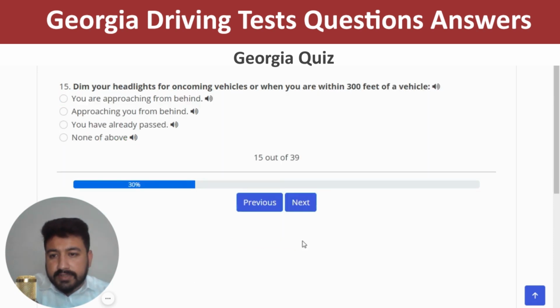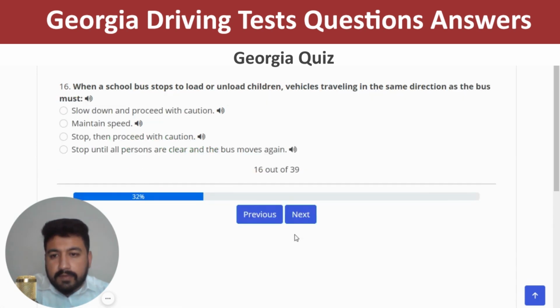So I'm going to click on the first option, correct, and next. The 15th question is dim your headlights for oncoming vehicles or when you are within 300 feet of a vehicle. So the right answer is the first one, which is you are approaching from behind. Correct. And next. When a school bus stops to load or unload children, vehicles traveling in the same direction as the bus must. So the last one is the right one, which is stop until all persons are clear and the bus moves again. And next.